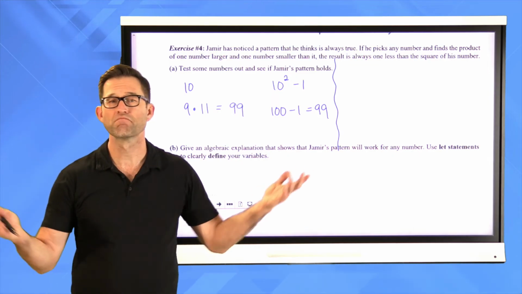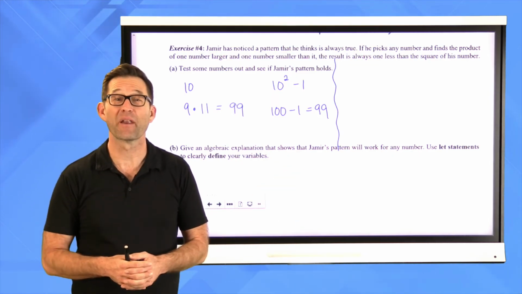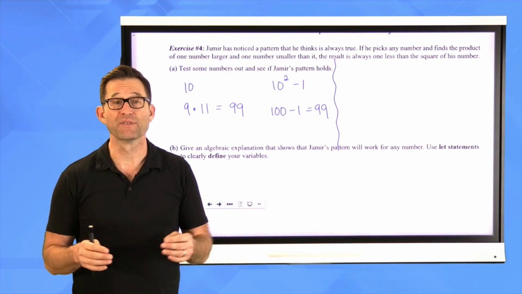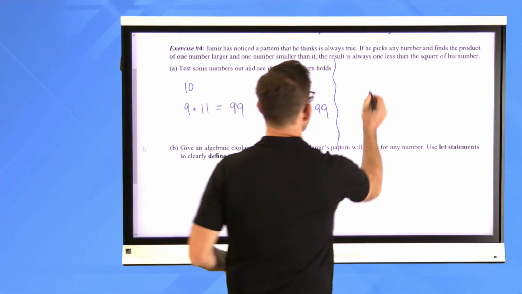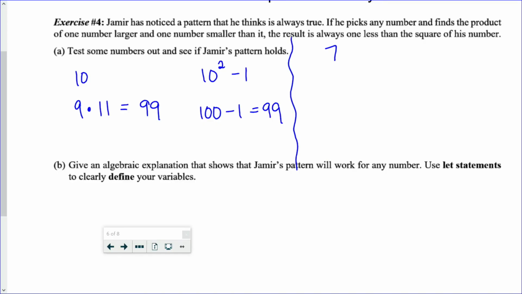All right, I don't know what number you picked. I'm not a magician. But let me grab something. I like lucky number 7. Let's go with 7. Remember, Jameer's pattern was if I took one number less than 7 and one number more than 7, and I found their product, which is 48, somehow that would be equal to my number squared minus 1.